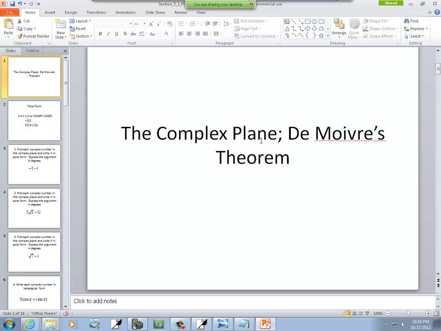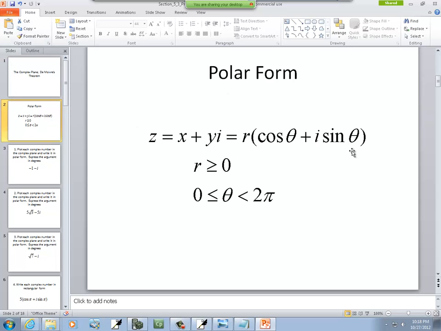Let's take a look at the complex plane, and De Moivre's theorem, hopefully I'm saying this right. Three years of French in high school down the drain if I didn't say it right. First thing we'll talk about is polar form.